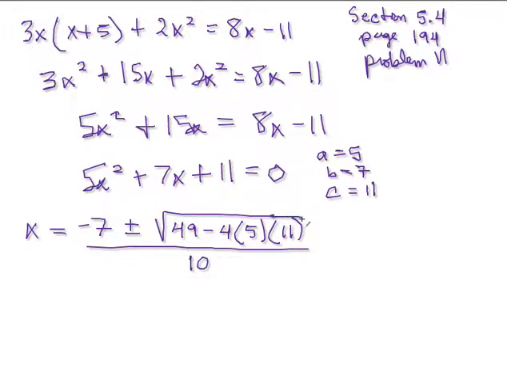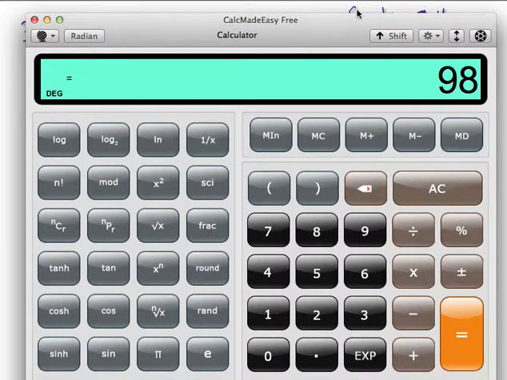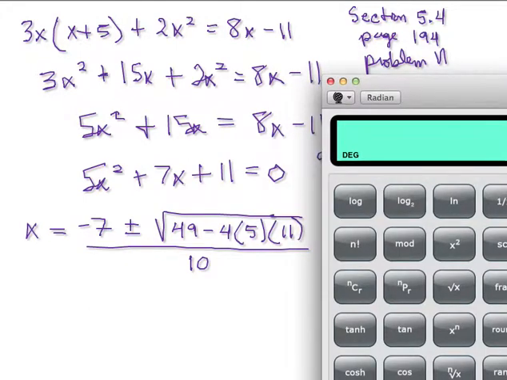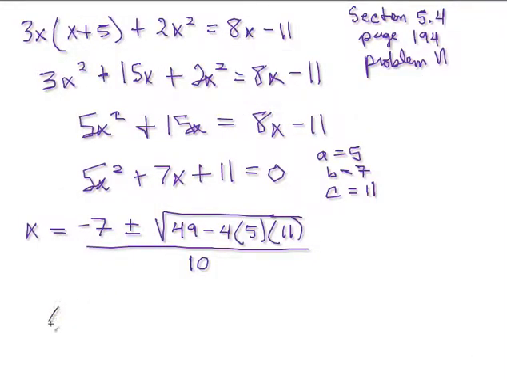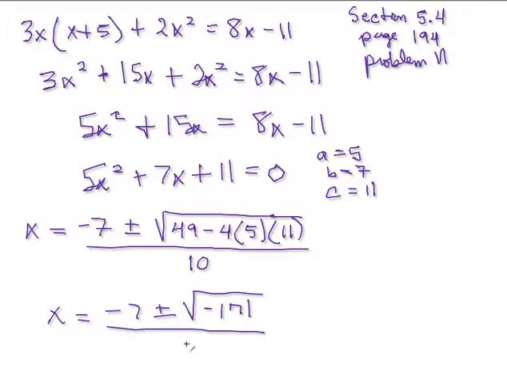All right, now my first step when I'm doing this, I just try to figure out what is under the radical. So I'm going to bring up a calculator: 49 minus 20 times 11. So 49 minus 20 times 11, I get negative 171 under the radical. So x is going to equal, and I believe that's the answer, negative 7 plus or minus radical negative 171 over 10.